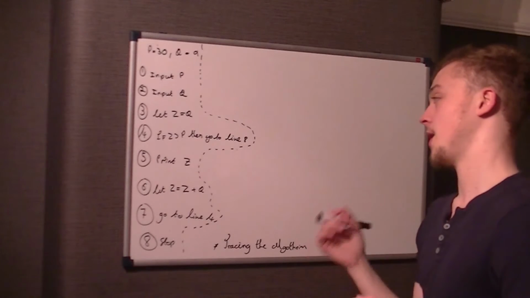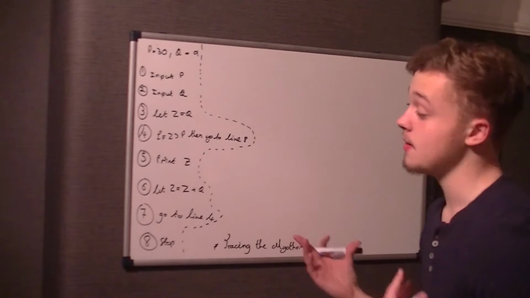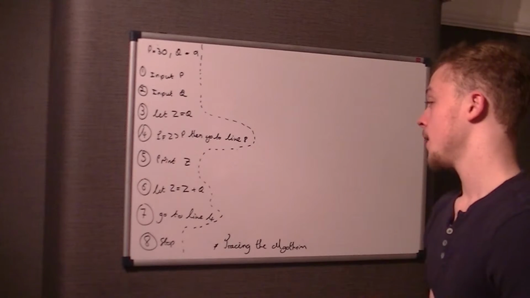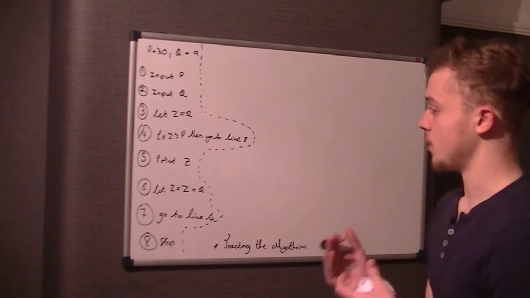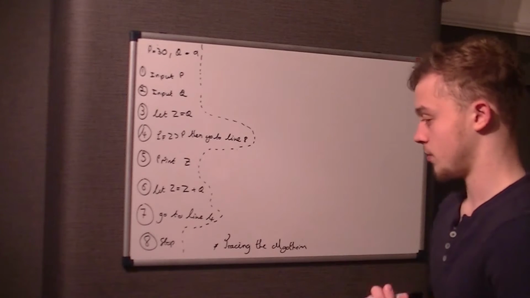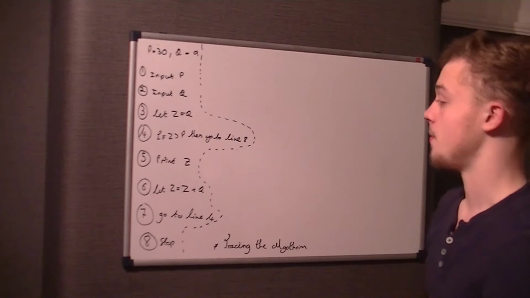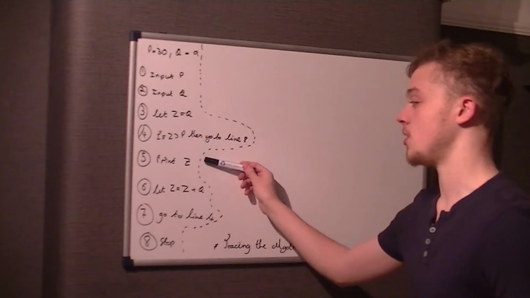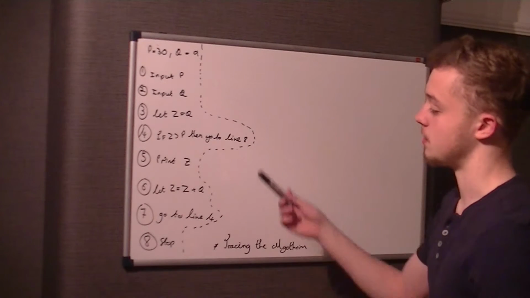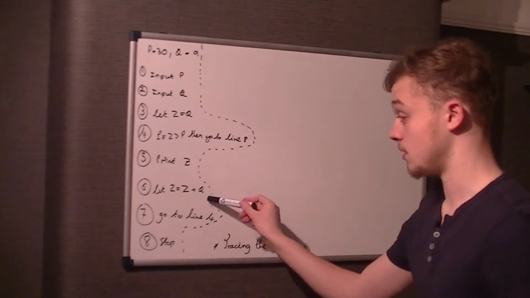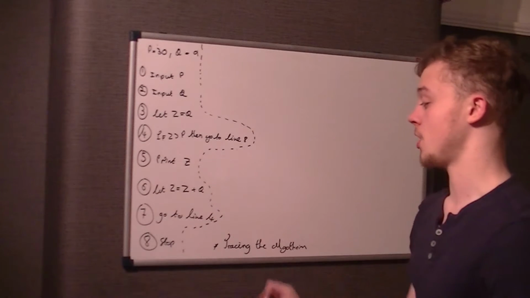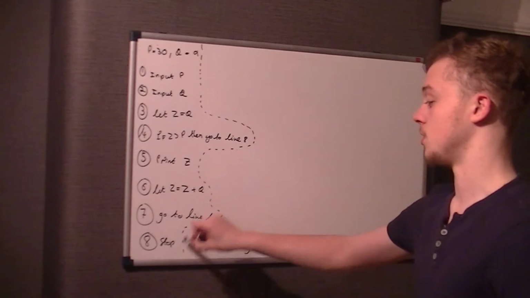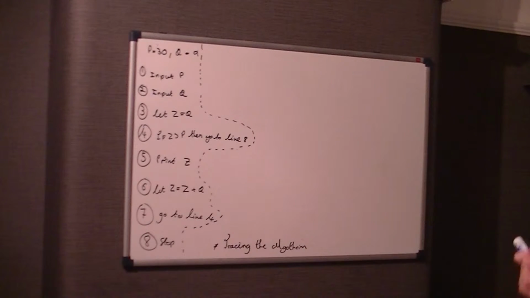So input P, input Q, let Z, which is just going to be another variable, equal Q. If Z is greater than P, in other words, if Q is initially greater than P, then go to line 8, which says stop straight away. But if it isn't, then you would follow this: you'd print Z, I'm going to explain what that means in a minute. Then you would let the next Z value equal Z plus Q, and then go back to line 4 and continue until you eventually have to stop.